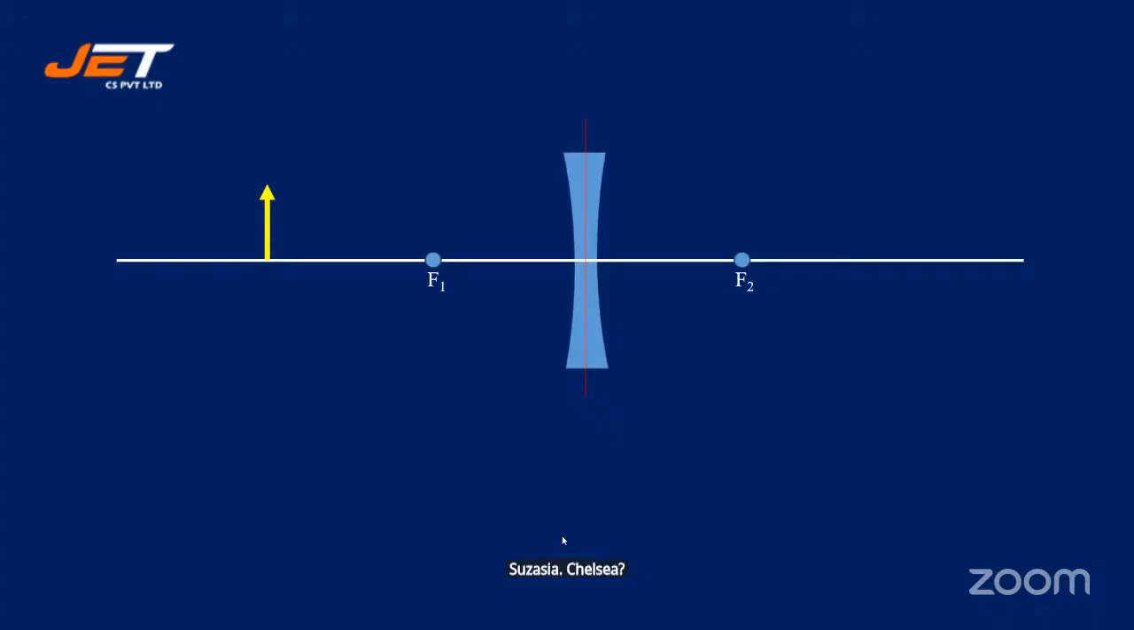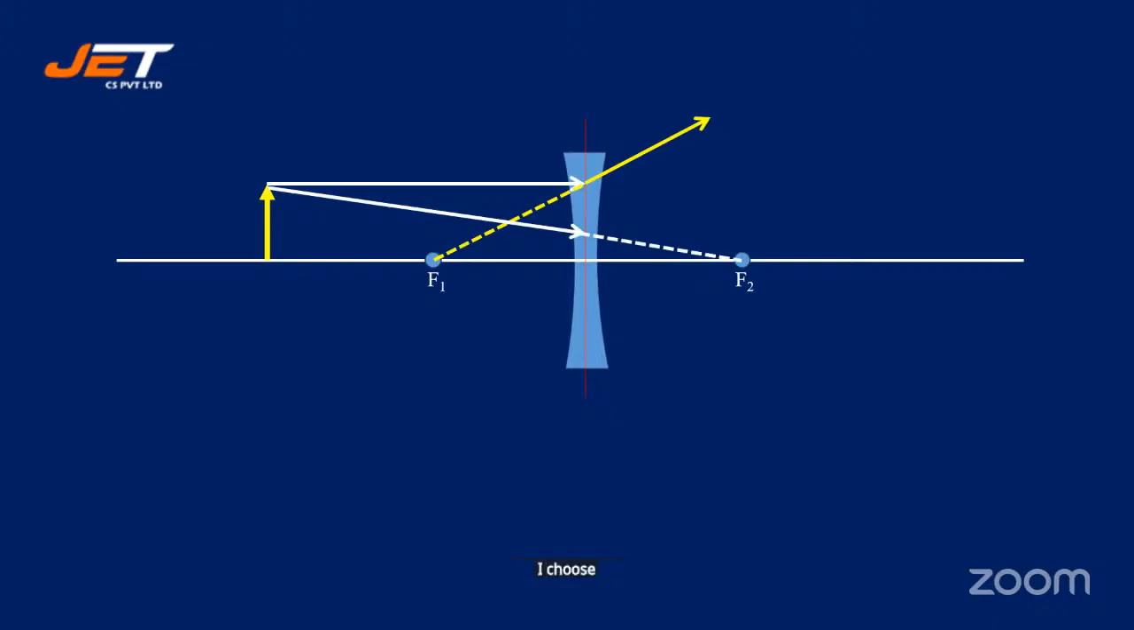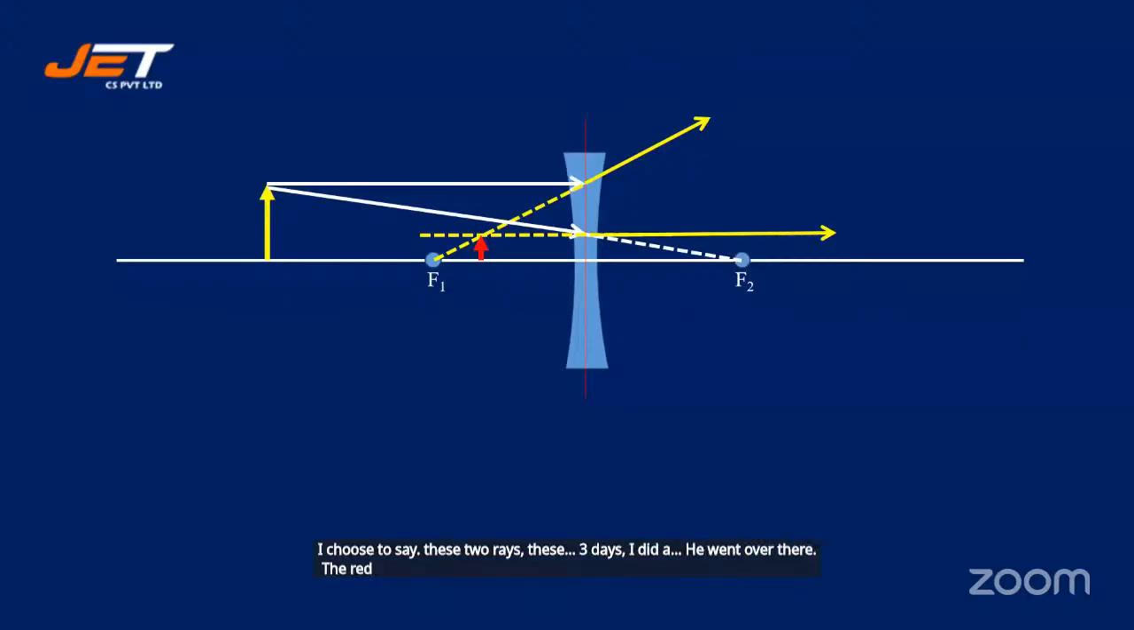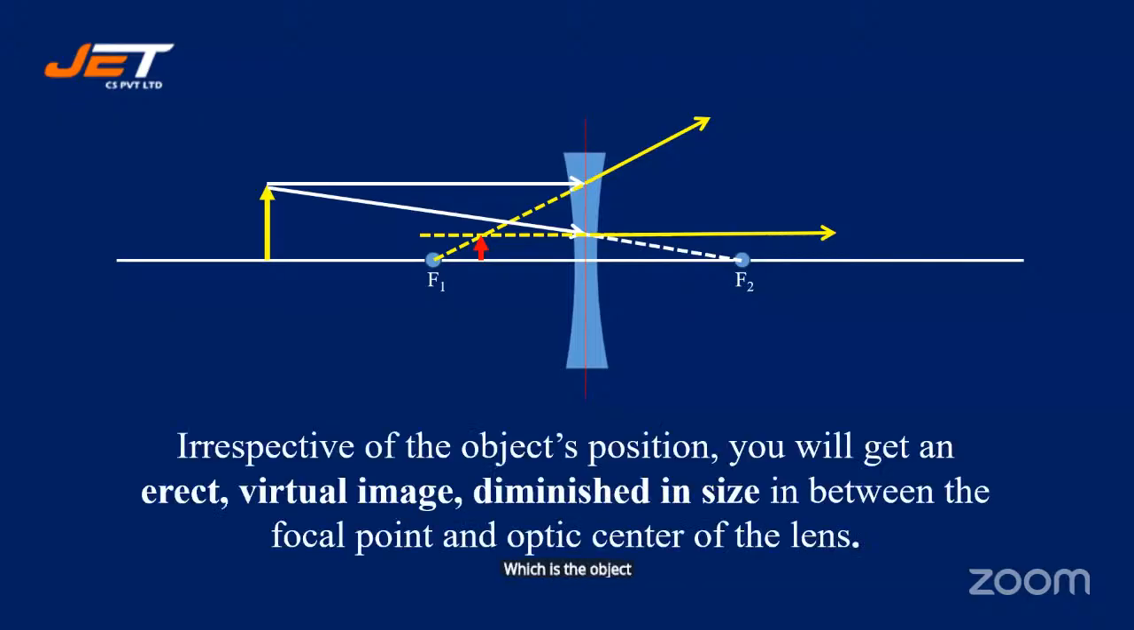All right. Now, I choose this ray, these two rays, these three rays. I get an image over there. The red color arrow is the image of the yellow colored arrow, which is the object. Now, if you notice one thing, irrespective of the object's position, you will get an erect virtual image which is diminished in size, in between the focal point and the optic center of the lens.